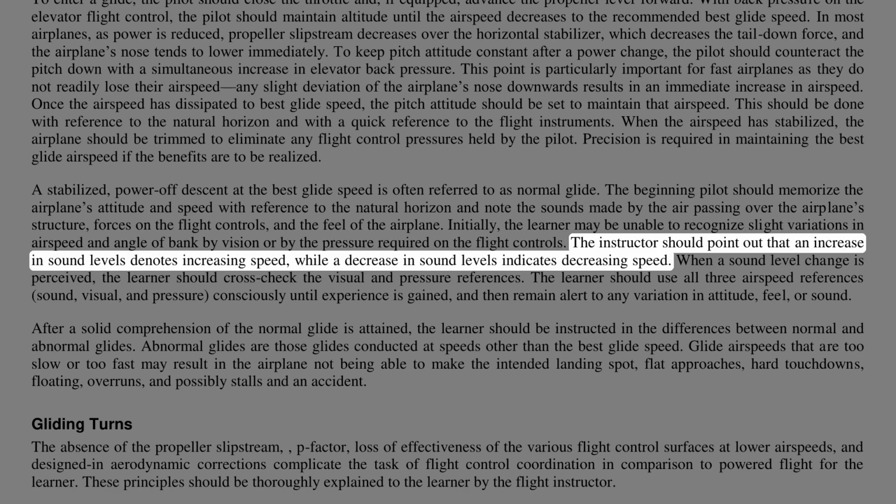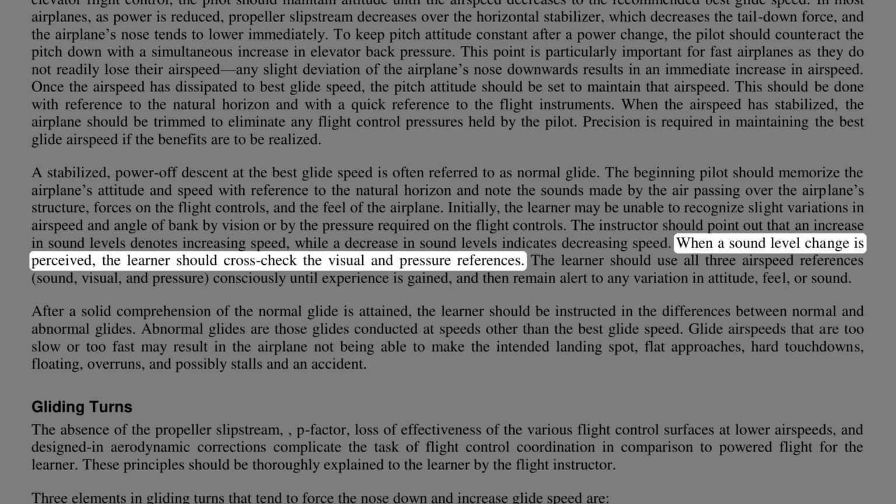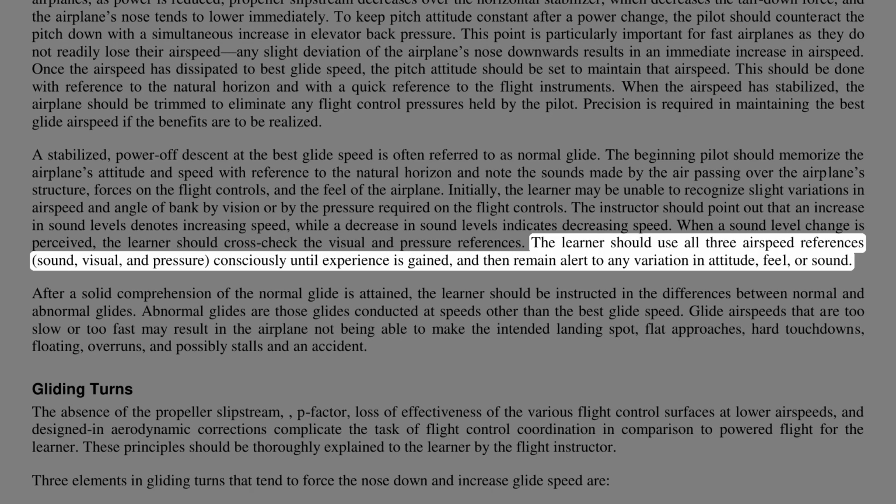The instructor should point out that an increase in sound levels denotes increasing speed, while a decrease in sound levels indicates decreasing speed. When a sound level change is perceived, the learner should cross-check the visual and pressure references. The learner should use all three airspeed references, sound, visual, and pressure, consciously until experience is gained, and then remain alert to any variation in attitude, feel, or sound.